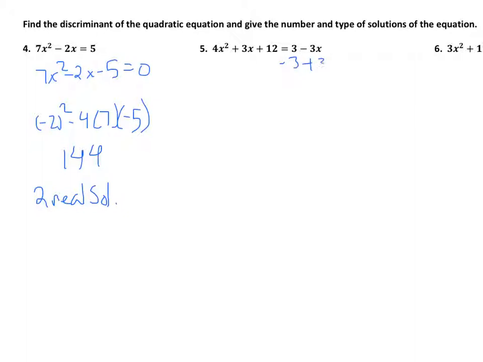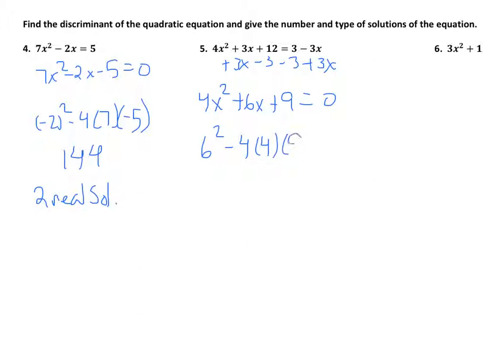Subtract 3, add the 3x. You get 4x squared plus 6x plus 9 equals 0. So 6 squared minus 4 times 4 times 9. You get negative 108, so that means 2 imaginary. Okay, let's look at the last one here.